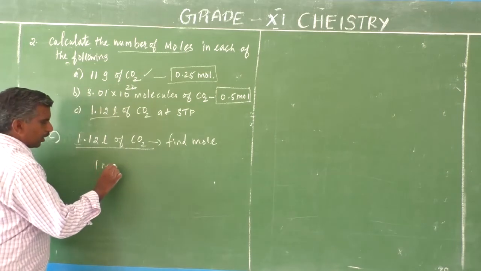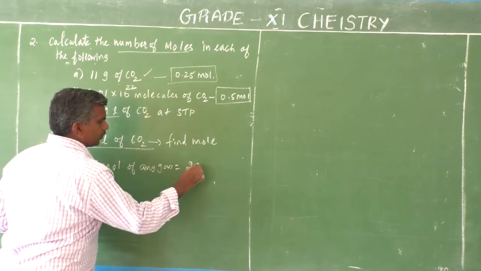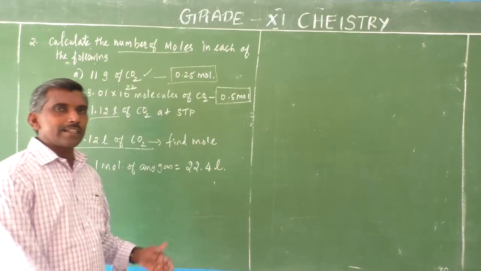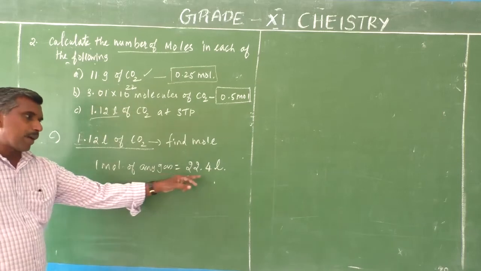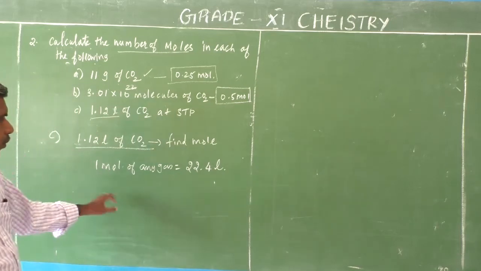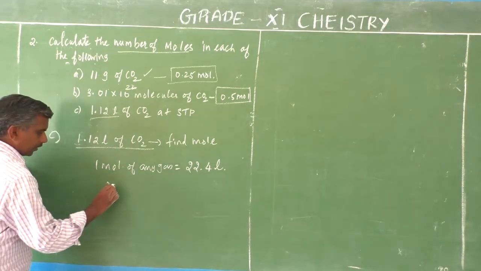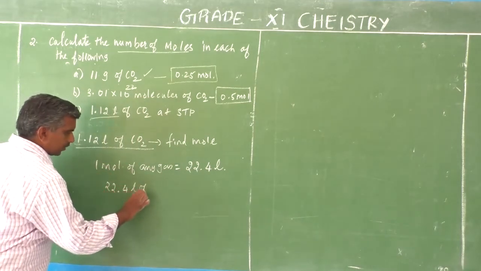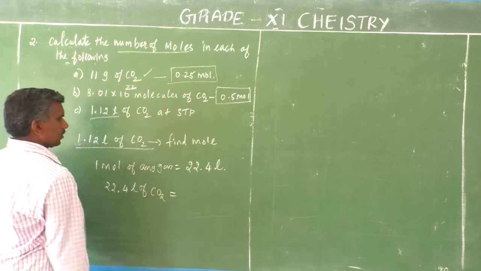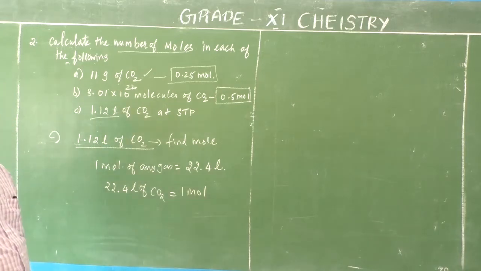Molar volume: 1 mole of any gas, what is the volume? 22.4 liter. This you already learned in the previous class. So 1 mole of any gas is equal to 22.4 liter. I will write it in reverse: 22.4 liter of carbon dioxide is equal to 1 mole.